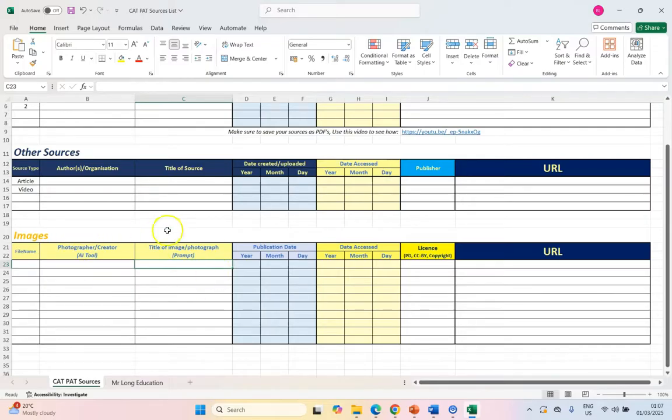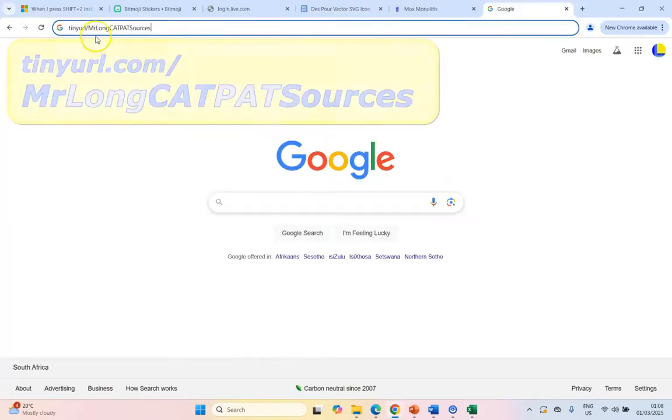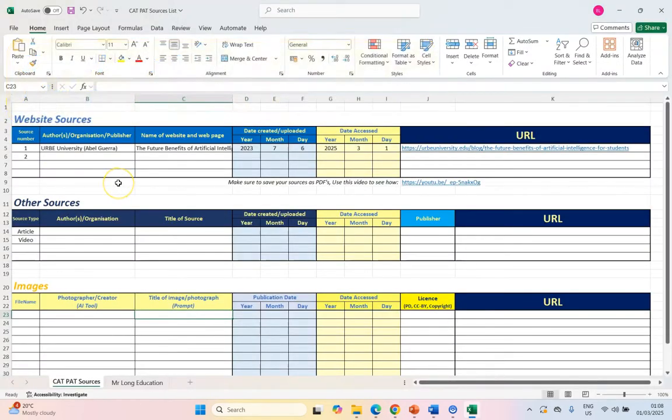But first, check if your teacher will allow you to use AI generated images. Keeping track of our sources is the one thing that we need to do. Remember you can get that document from Mr. Long CatPat sources to keep track of it. But the other thing you need to do is you need to save that website.